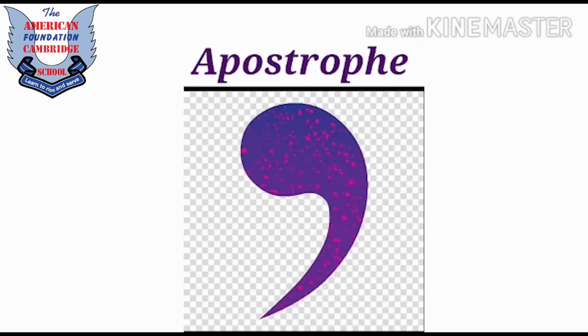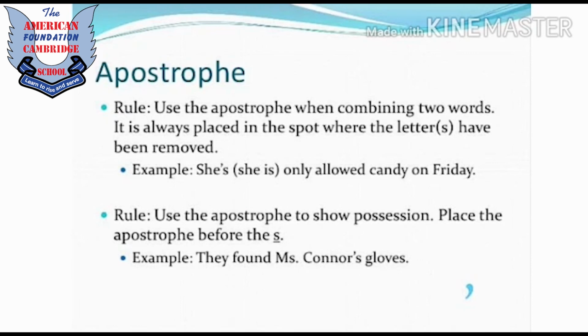The last but not the least punctuation mark that we are going to study is apostrophe. So here we will study how to use apostrophe. Rule number 1, children, you must be remembering contractions. Like she is, we used to write she's. He is, we used to write it in short form he's. I am used to be written as I'm. That is the first rule where we are using apostrophe. See over here in the example, she's only allowed candy on Friday. So that she's is the apostrophe. That's where we are using the apostrophe.